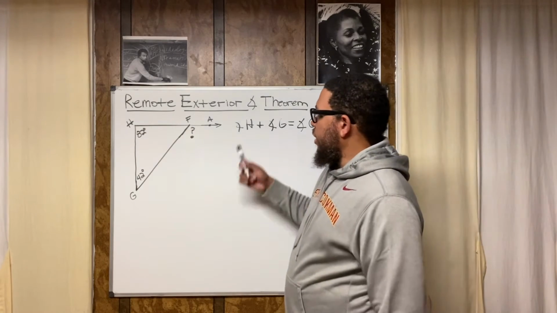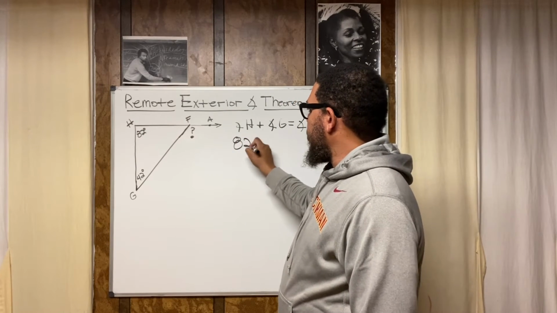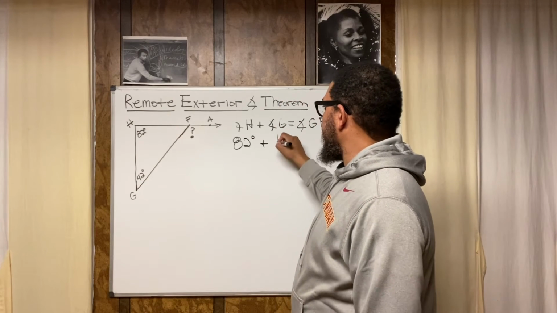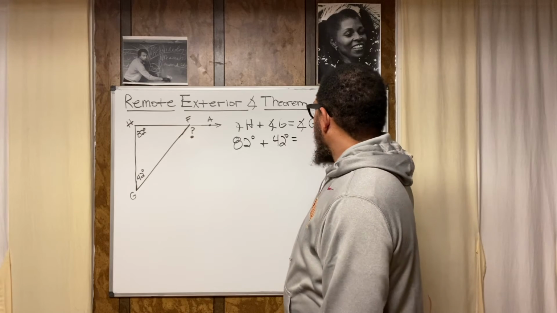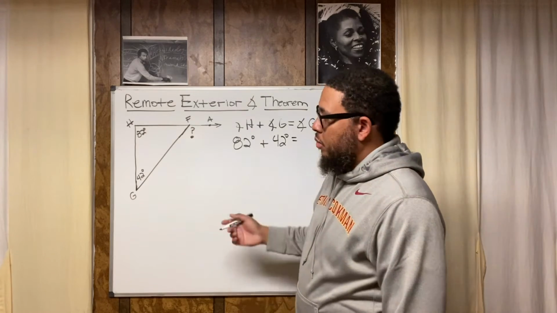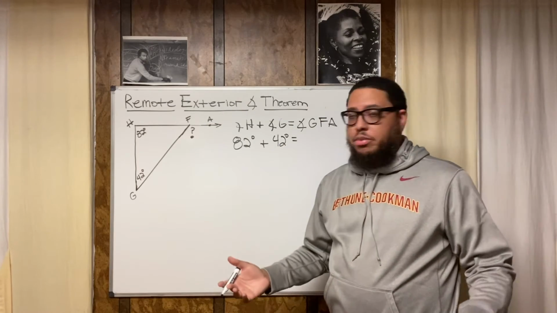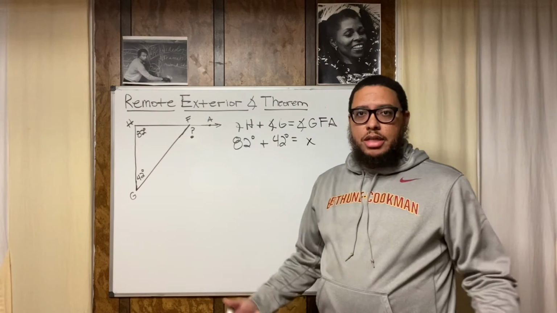All right, so angle H is 82 degrees. So I'm going to replace that with an 82. Boom, put your plus sign. Angle G, 42 degrees. I'm going to replace that with a 42. Boom, bring the equal sign down. Angle GFA, we don't know what that's called. We see a question mark right here. In my equation, I'm going to use a variable. I'm going to call it X because I like X. Shout out to Malcolm X, the ancestor, right?